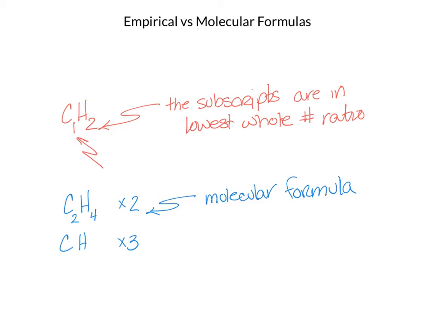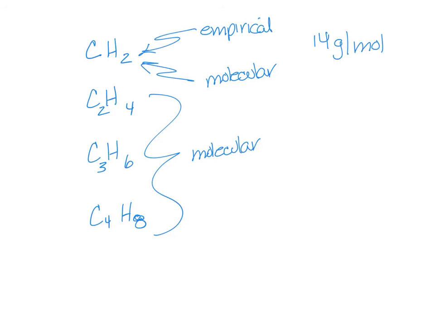We can see the same thing if we multiplied it by 3. It'd be 3 times bigger. So instead of C1, we would have C3, and instead of H2, we would have H6. When we have an empirical formula, it can also be classified as a molecular formula. And sometimes they'll ask you which of the following is both an empirical and a molecular formula. It is always the empirical one, and it can also be molecular.